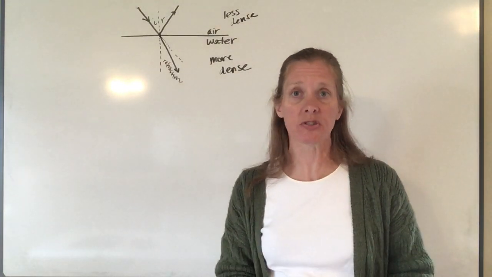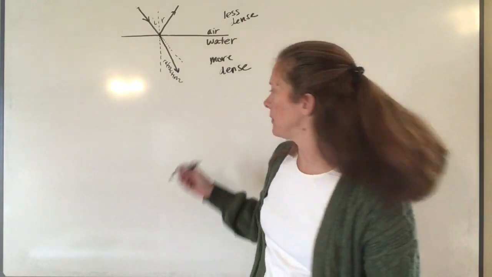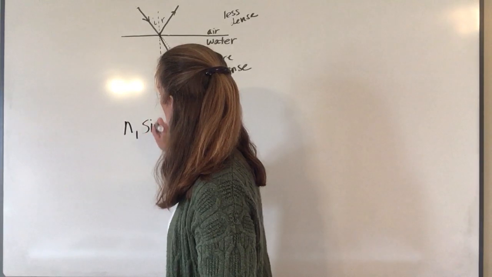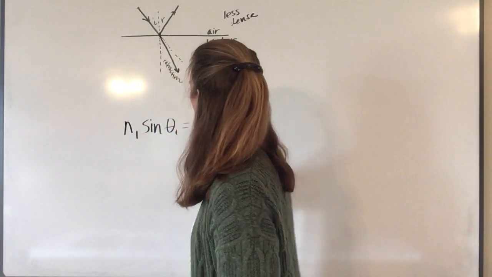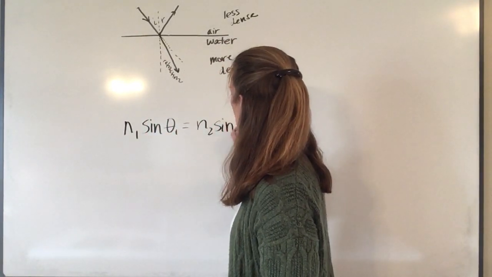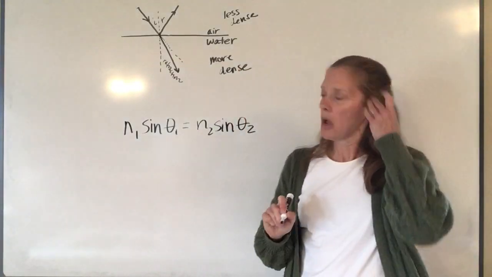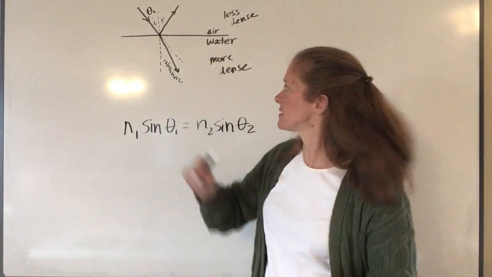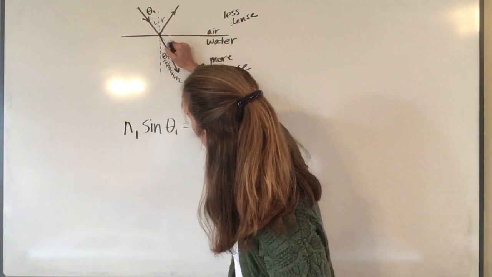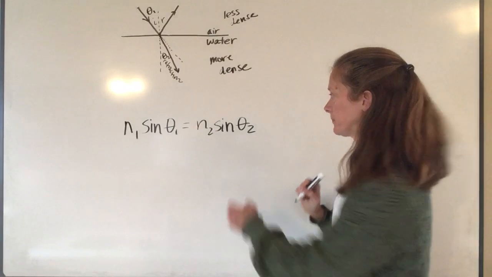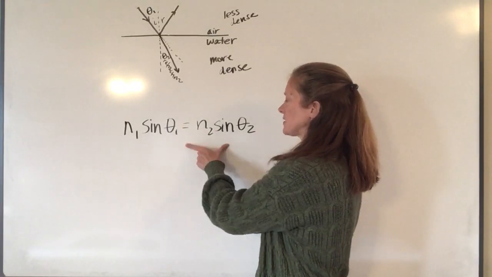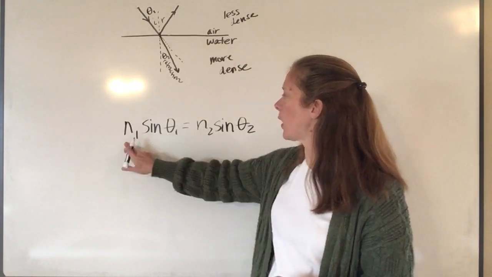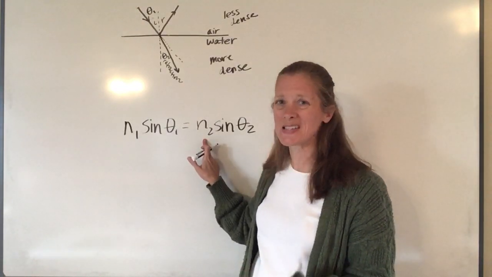It's called Snell's Law, and that law says that n1 times the sine of theta 1 equals n2 times the sine of theta 2. Well, theta 1 is the angle of incidence, and theta 2 is the angle of refraction. And so if I take the sines of those, they're going to be equal to each other based on what this n is. Well, what is this n?